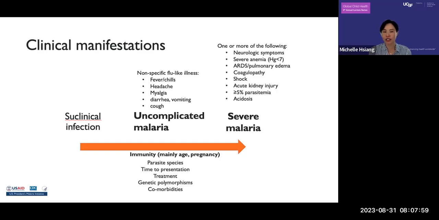So where you fall on this spectrum really relies on immunity. So people who live in endemic areas are exposed frequently, and they can develop an immunity whereby they won't get as sick.